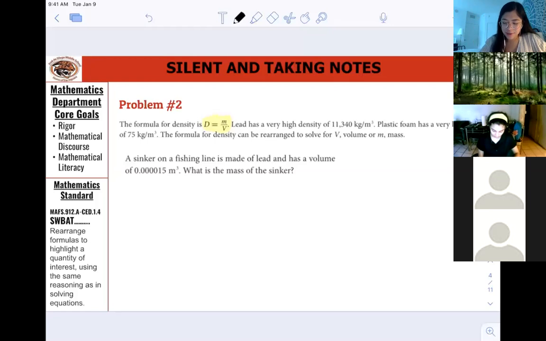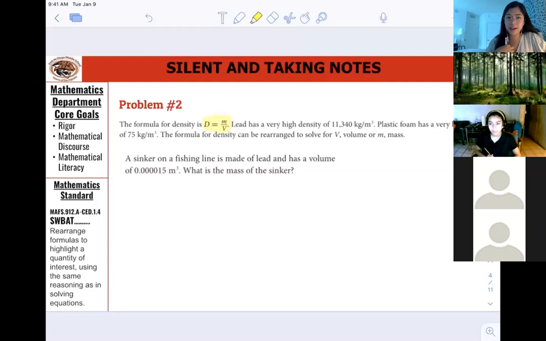Okay, so the formula for density is D equals M over V. Lead, which is a type of metal, has a very high density of 11,340 kilograms per meter cubed. Plastic foam has a very low density of 75 kilograms per meter cubed. The formula for density can be rearranged to solve for V, volume, or M, mass.